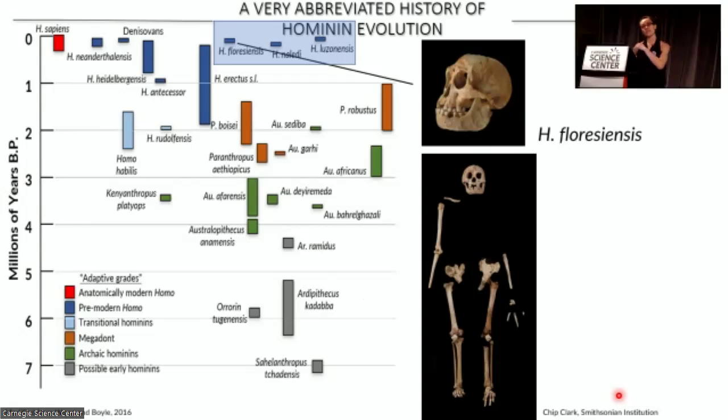Whereas on the other side of Homo erectus, we get some members of the genus Homo who are just kind of different than what we would expect. This includes Homo floresiensis, which was the Hobbit.